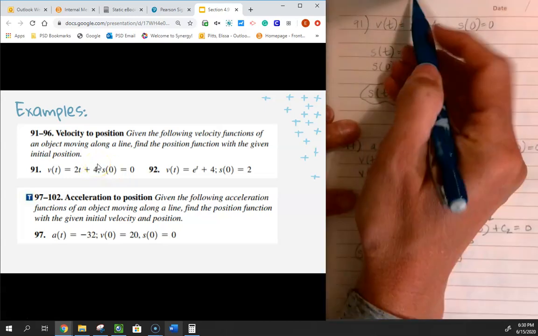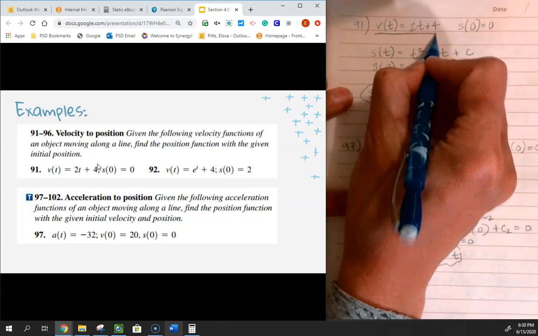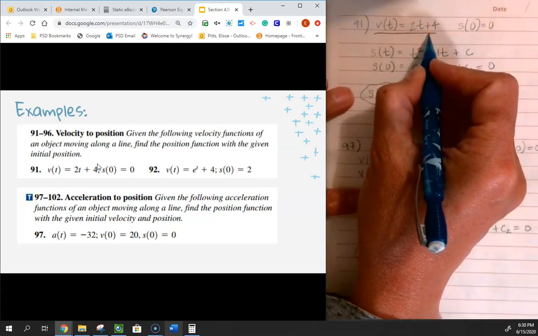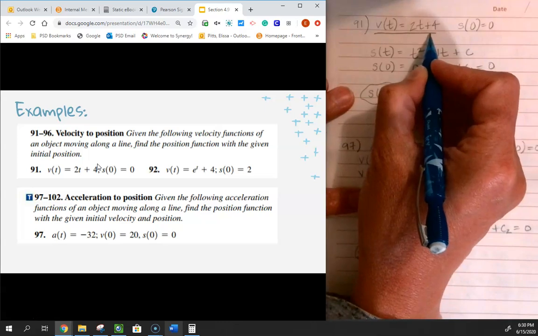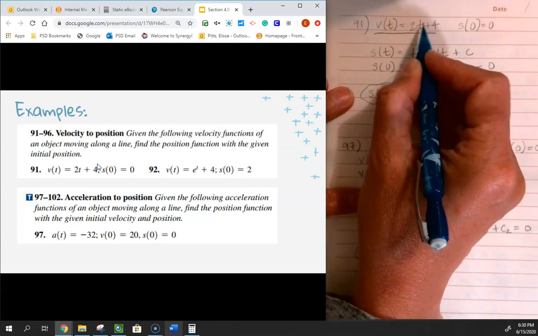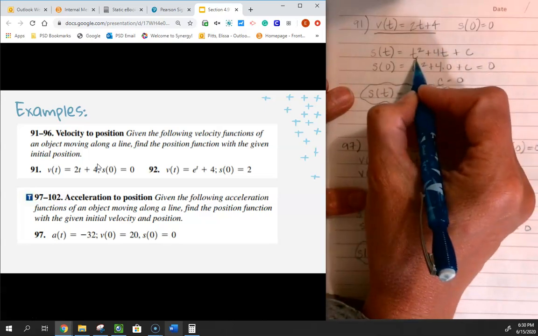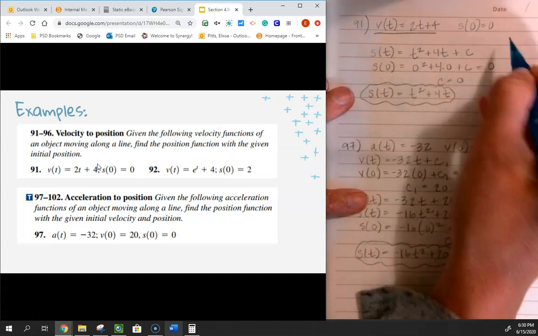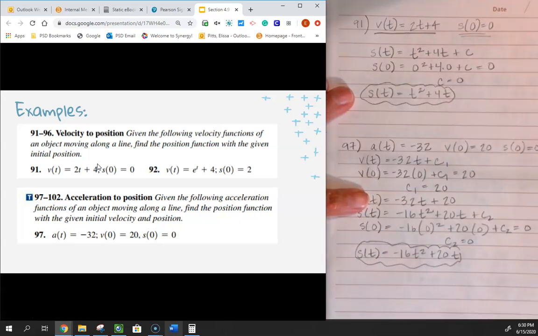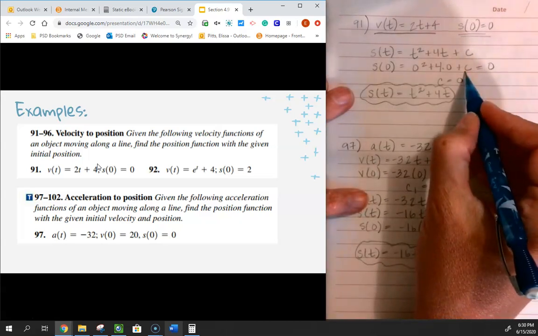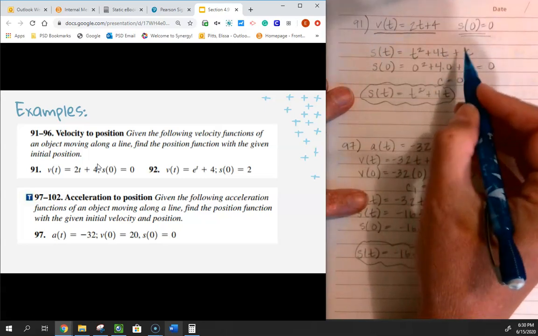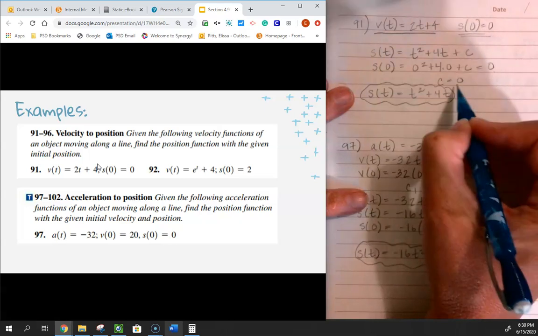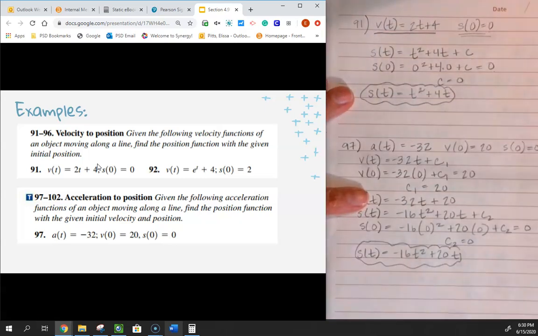So looking at this, we are starting with v of t equals 2t plus 4, and I want to go backwards to position, so I'm going to take the antiderivative of 2t plus 4. Antiderivative of 2t plus 4 is t squared plus 4t plus a constant. And then I'm going to use this initial value to solve for the constant. So I put in 0 for t, and when I put in 0 for t, this says I get out 0. And if I do that, I solve for the constant, I get c equals 0.